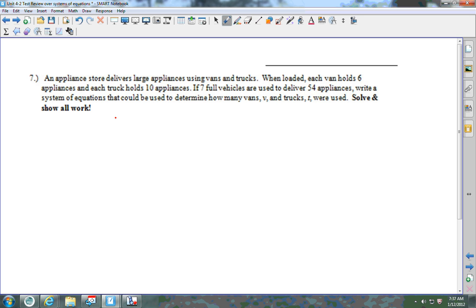First off, the vans plus the trucks. How many vehicles do they have? They have a total of 7 vehicles. So the vans plus the trucks equals 7. The vans hold 6. So we're going to have 6 appliances times the vans plus 10 appliances times the trucks, and it equals 54. There is my system. Now we need to solve it.